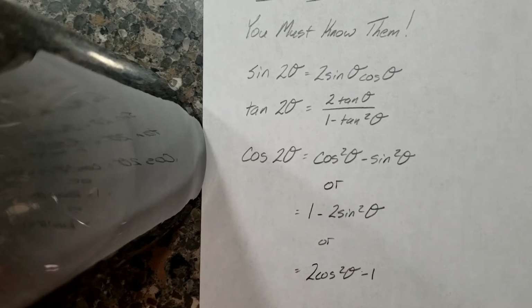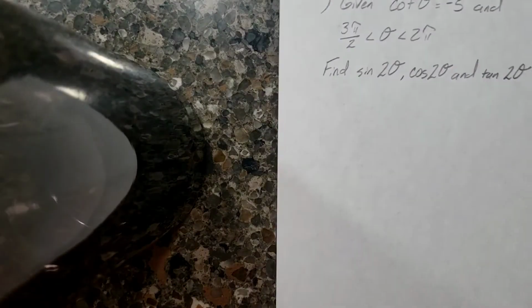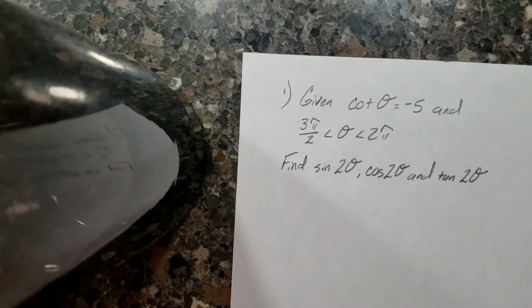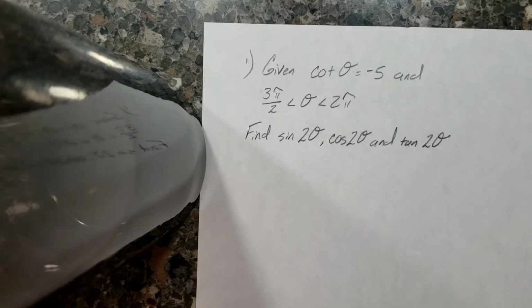Now, from there, I put together a couple examples for you. I'm going to go through them here. The first one: given cotangent theta is -5 and 3 pi over 2 is less than theta is less than 2 pi, find the sine of 2 theta, cosine of 2 theta, and tangent of 2 theta. Now, the first thing we're going to have to do is find sine, cosine, and tangent. And in order to do that, we're going to have to use some right triangle trig.